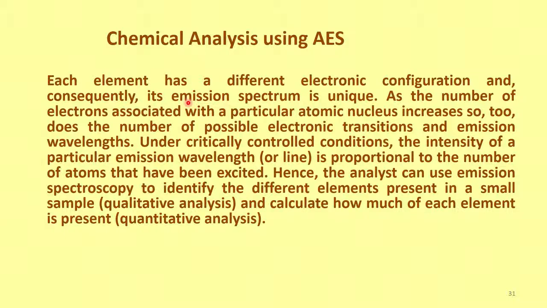So, each element has a different electronic configuration. Okay, this we appreciate, because in the first class itself we have covered most of these discussions, and what is important is consequently its emission spectrum is also unique, this also we know. So, as the number of electrons associated with a particular atomic nucleus or an element increases, the number of possible electronic transitions and emission wavelengths also increase.